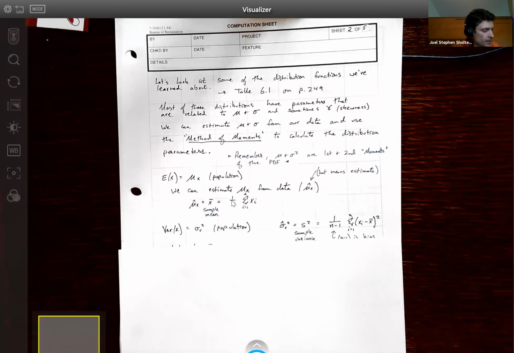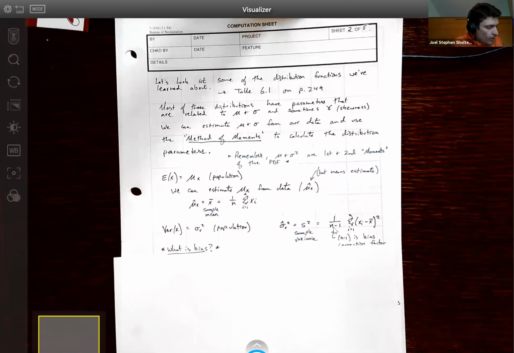And then with variance, sigma squared x is our population variance. We're going to estimate that with sigma hat squared x, or s squared. So s squared is our sample variance, and that is the sum of the differences between our observations and the mean, squared, divided by n minus 1. Okay, again, nothing we haven't seen before. The reason why it's n minus 1, this is called a bias correction factor.